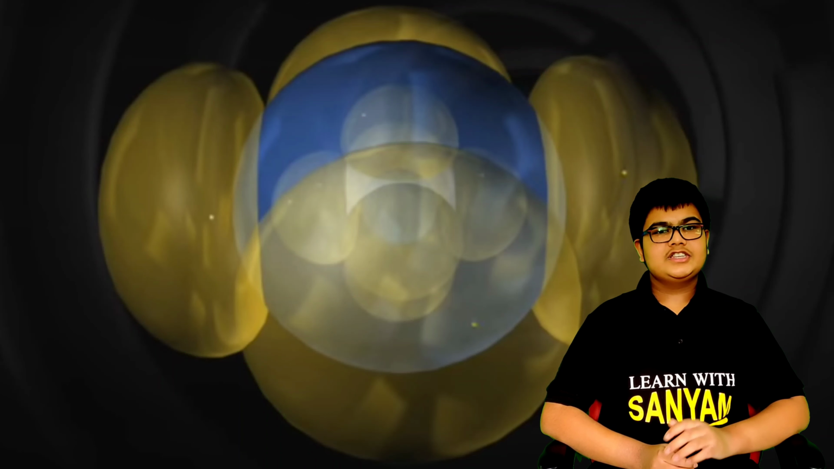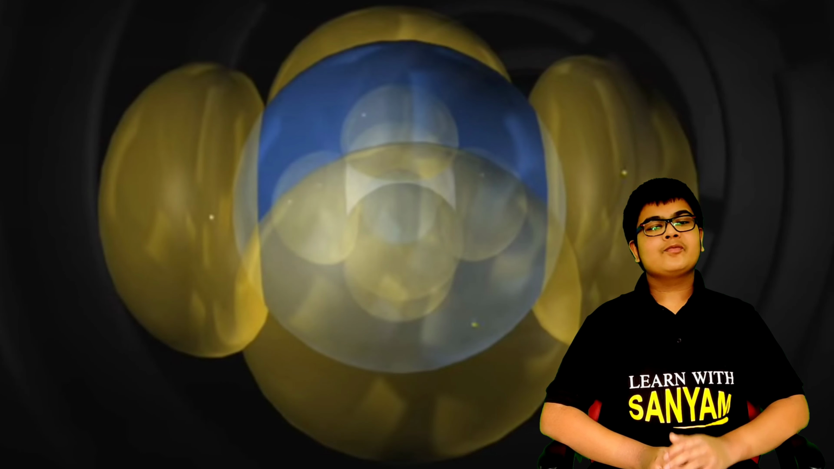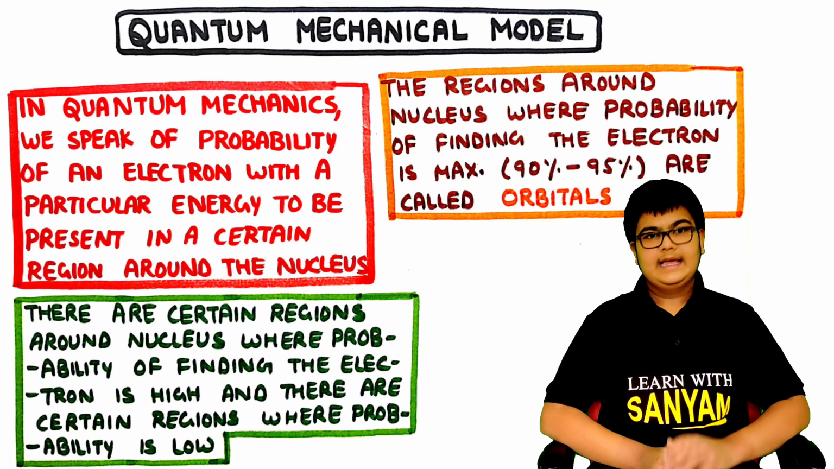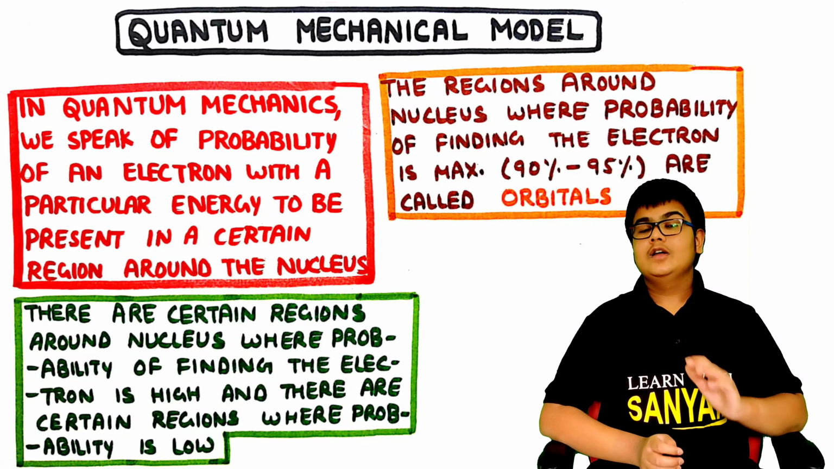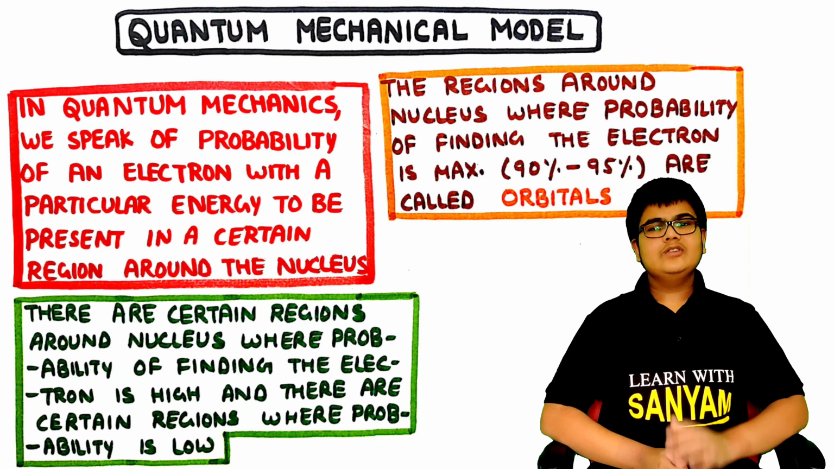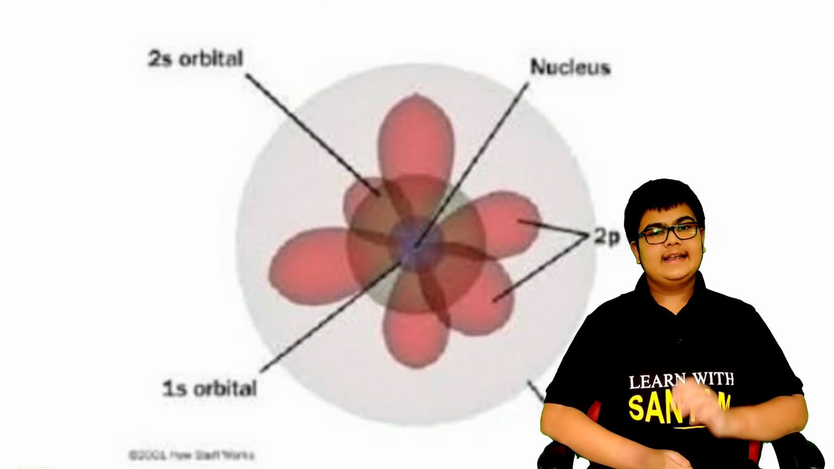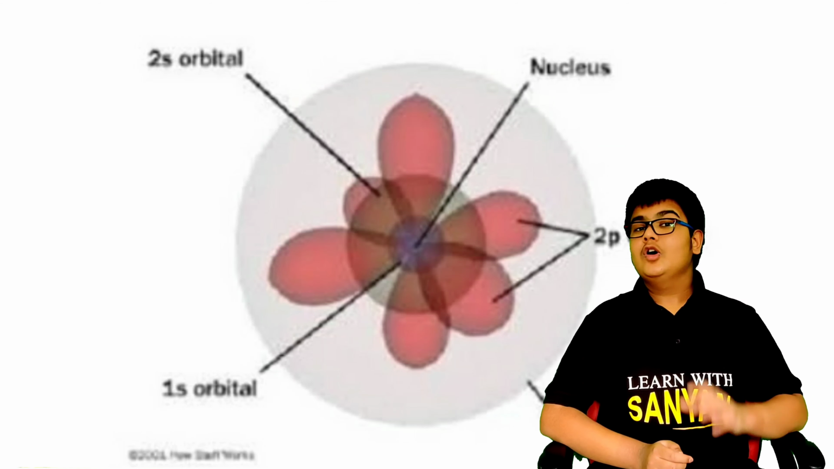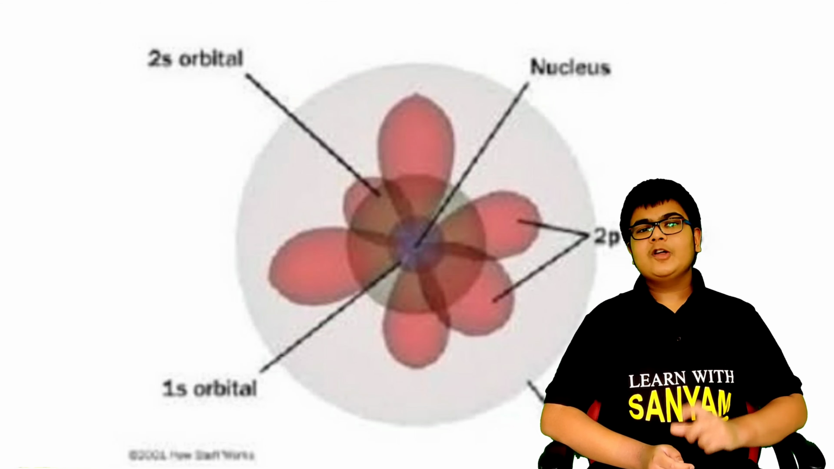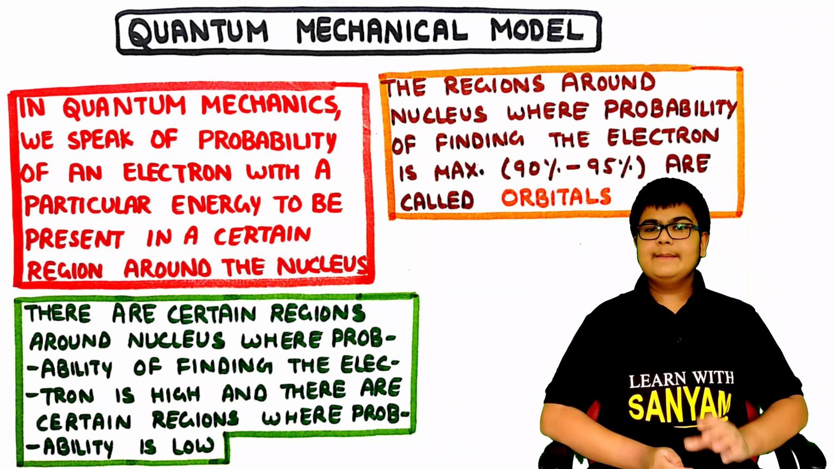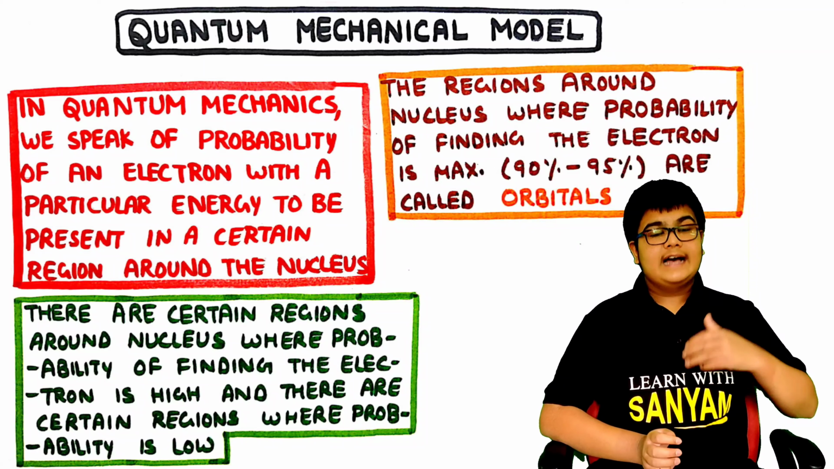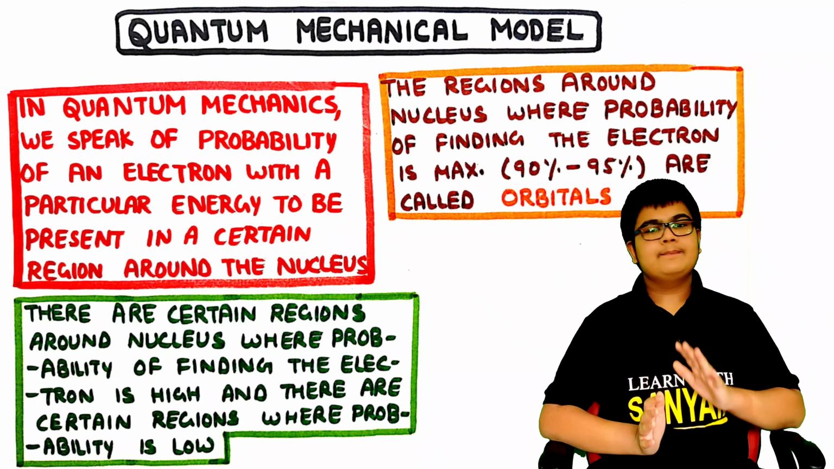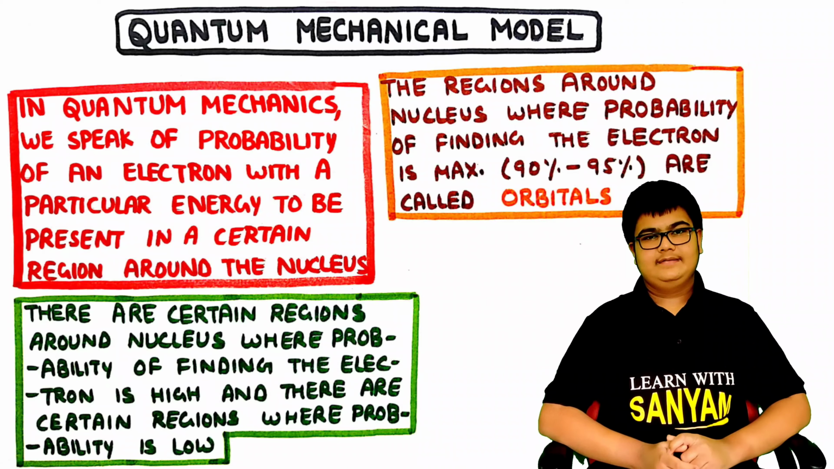There are certain regions around the nucleus where the probability of finding the electron is high, and there are certain regions around the nucleus where the probability of finding the electron is low. The regions around the nucleus where the probability of finding the electron is maximum are called orbitals. So the concept of orbitals was the new concept in the quantum mechanical model. This concept stated that the region where the probability of finding the electron is highest, that is around 90 to 95%, that region is called orbital.